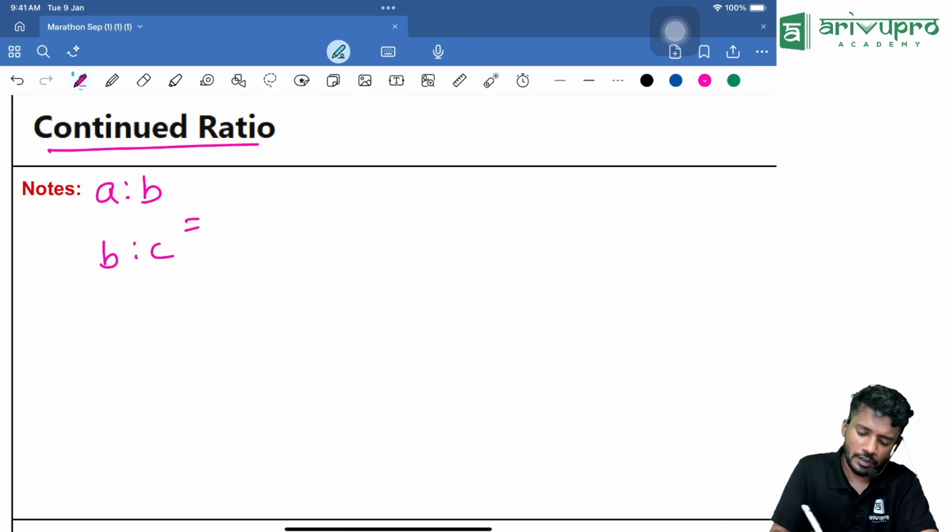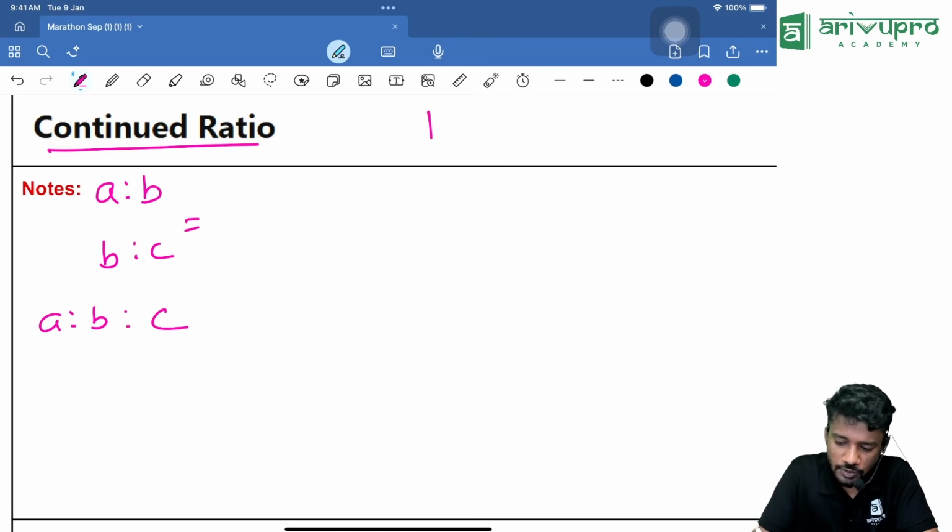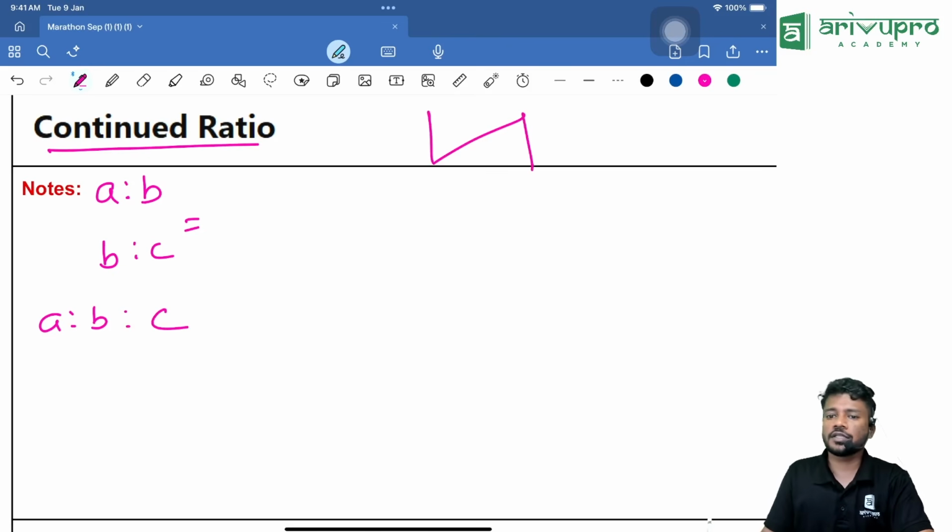Now, people, what is my name? Nithin. So, reverse is what? First letter N, mirror N. Remember that. It is very important.